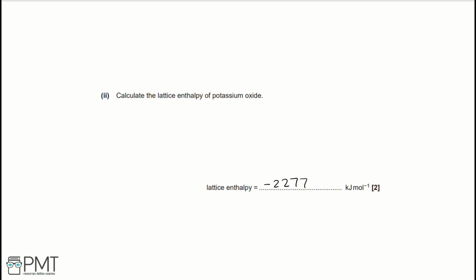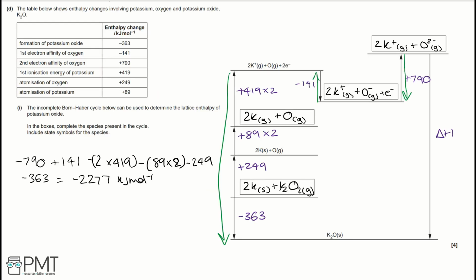To get the 2 marks for this question, you get a mark for getting this correct answer, so minus 2,277, but you also get a mark for your first line of working out. This is this line of working out here, which is where you've worked around the Born-Haber cycle in order to find your answer.